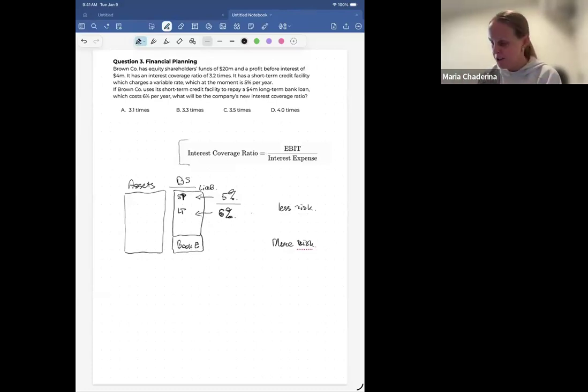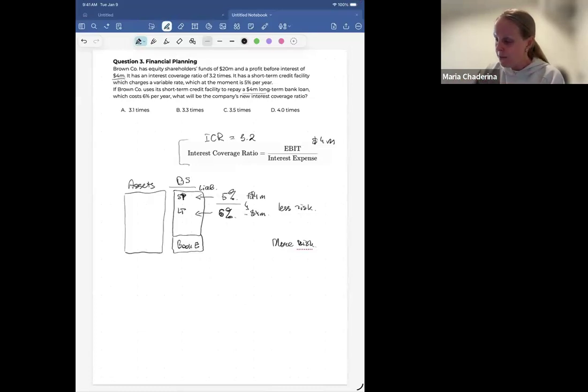Now let's dive into the calculations. EBIT in this case is $4 million. The interest coverage ratio at the beginning, before any refinancing, is 3.2. Our question is, how does it change once we take 4 million more in short-term financing and repay 4 million of the long-term financing? Because we borrow more at a cheaper rate, our interest expense overall will go down. Our assignment here is to calculate by how much.